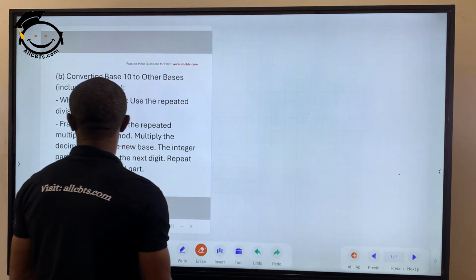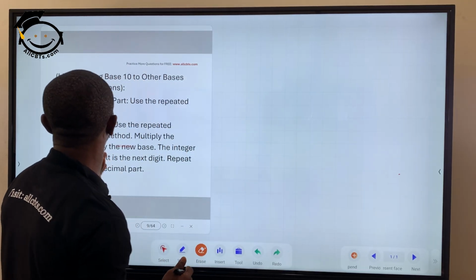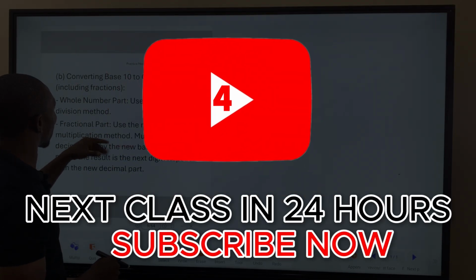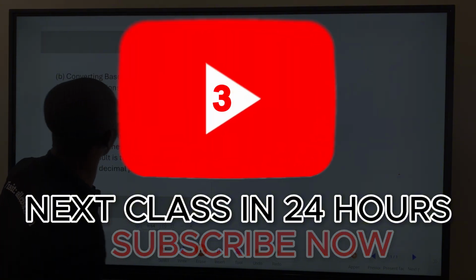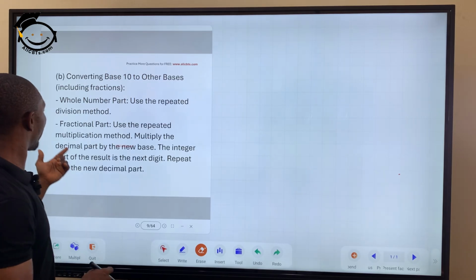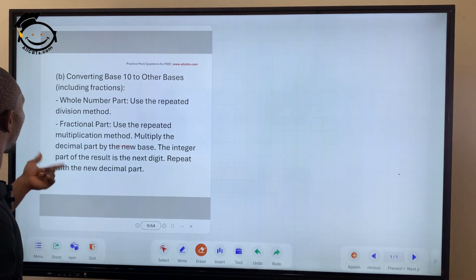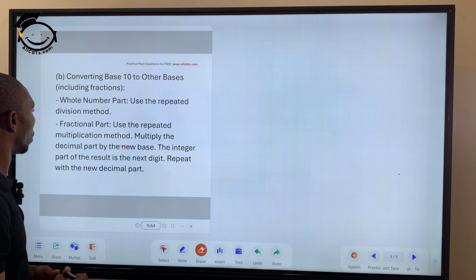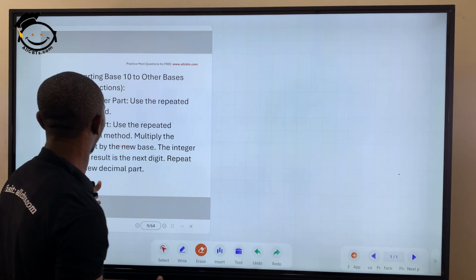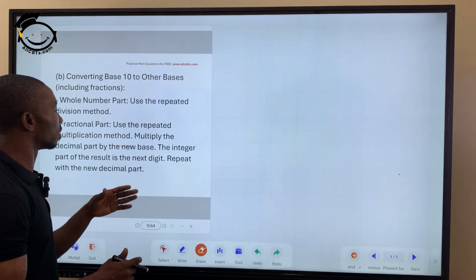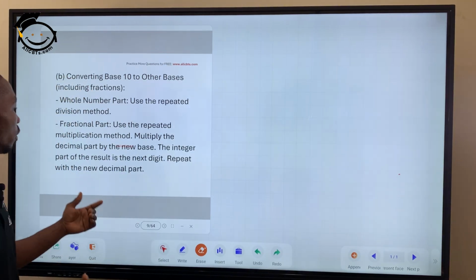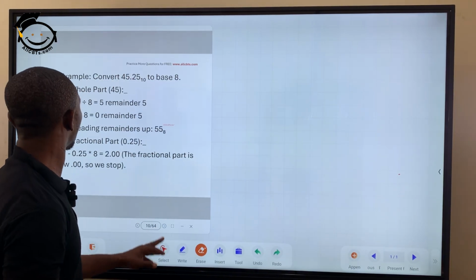Now, for fractions like decimals, we have the whole number part and the fractional part. For the whole number part, we use the repeated division method, and for the fractional part, we use the repeated multiplication method. Then multiply the decimal part by the new base, and the integer part of the result is the next digit. This process is repeated with the new decimal part. Now, let's look at an example.